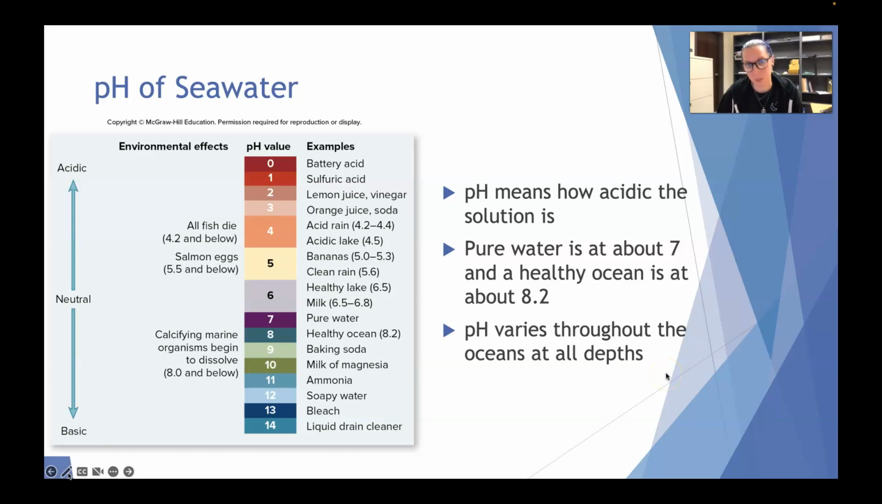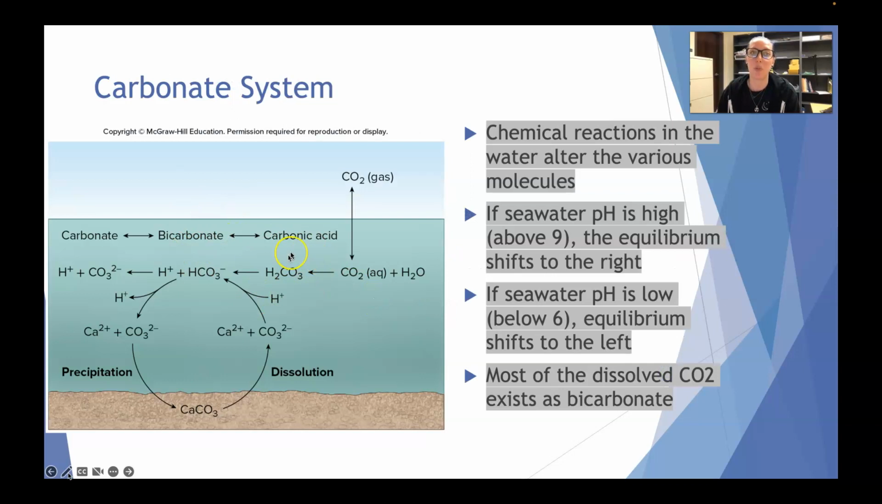So the reason this is a problem, or how this can change the pH, is through this carbonate system. There are a lot of chemical reactions that happen in the water with various molecules. I know this schematic is a little hard to digest initially, but basically the idea is if you add CO2 as a gas into water, it dissolves into the water, so now it's in the liquid state, and that can turn into carbonic acid. So CO2 plus H2O gives us H2CO3.